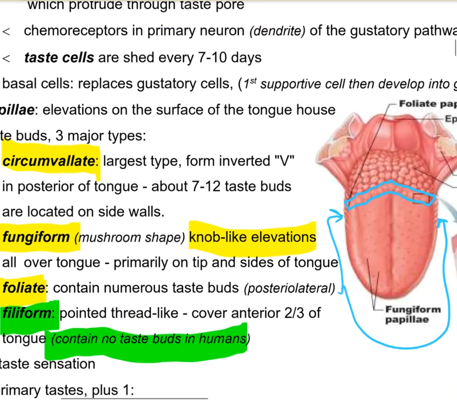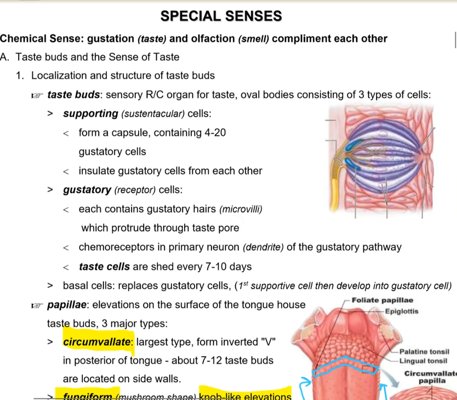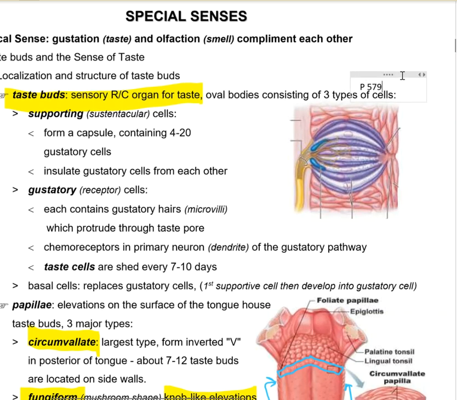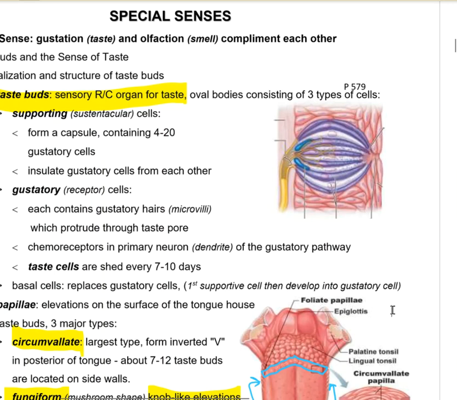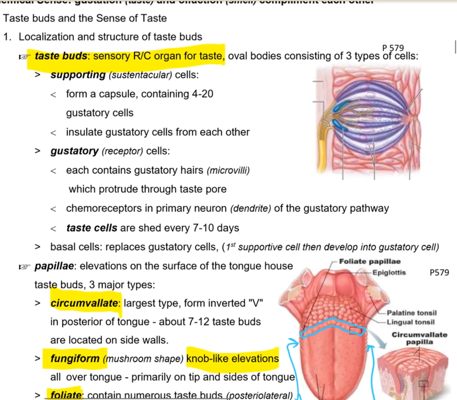Now let's go back and zoom in to look at one of these taste buds. The taste bud is really the sensory receptor organ for taste. Remember, RC is receptor. You can see it right here to the right. Both of these are on page 579, so go ahead and look in your textbook there and you can see those.